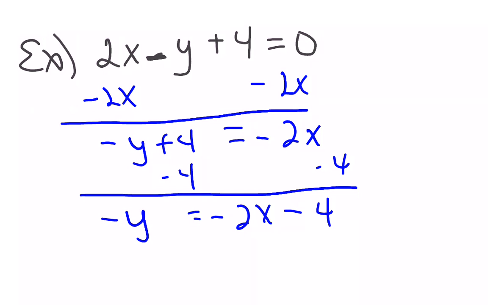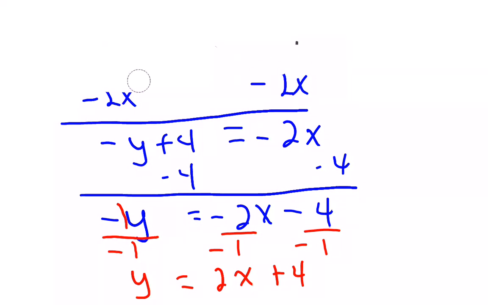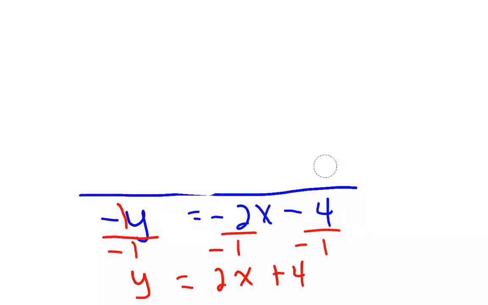And now remember that negative y means there's a negative 1 in front of it. So we're going to divide everything by a negative 1. And so we get positive y, negative 2 divided by negative 1 is a positive 2, and negative 4 divided by negative 1 is a positive 4. So y equals 2x plus 4. Awesome, now we want to graph that. What does that mean? So let's give ourselves some room up here to see how we go about graphing.